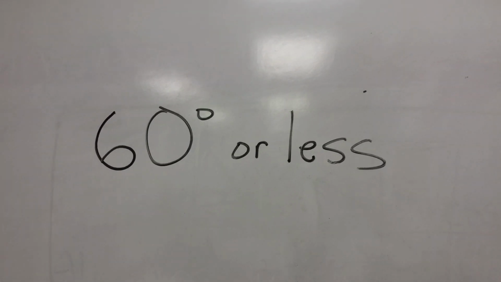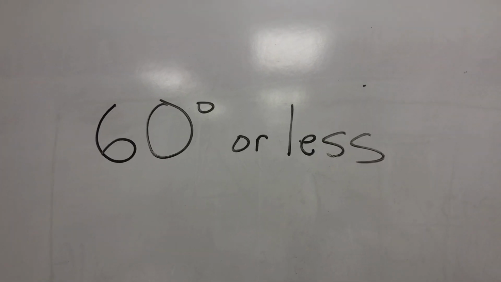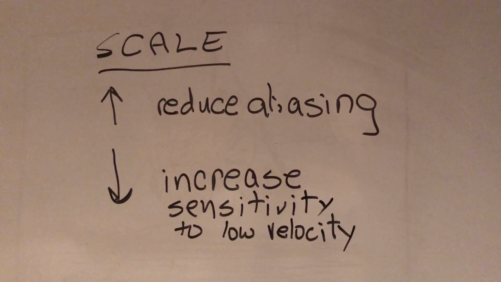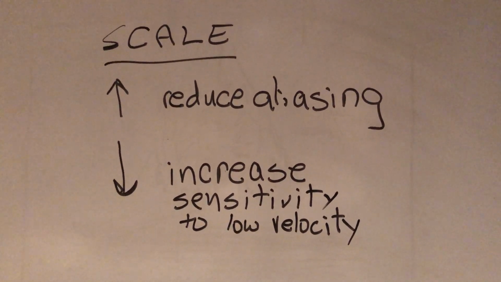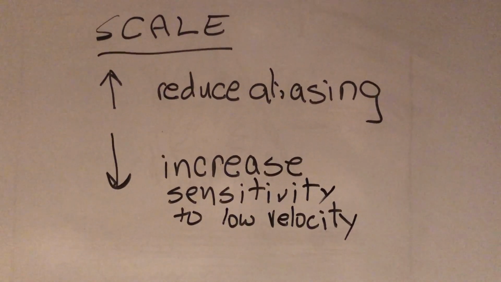If you remember anything today, remember your Doppler angle should be 60 degrees or less. And this is very useful. You turn up the scale to reduce aliasing, turn down the scale to increase sensitivity to low velocity, like in veins.